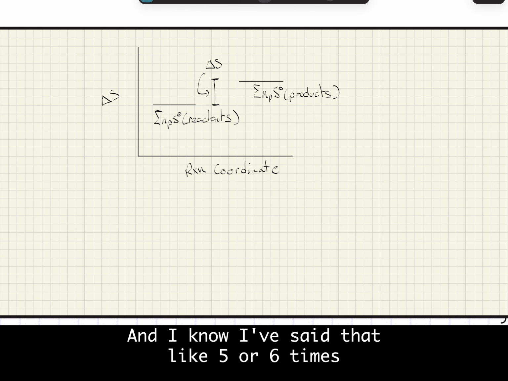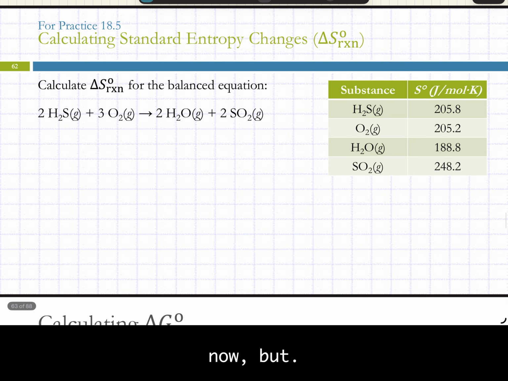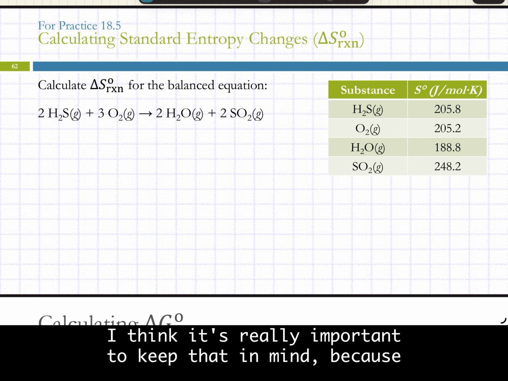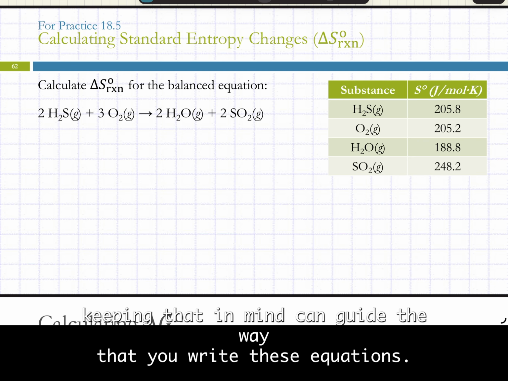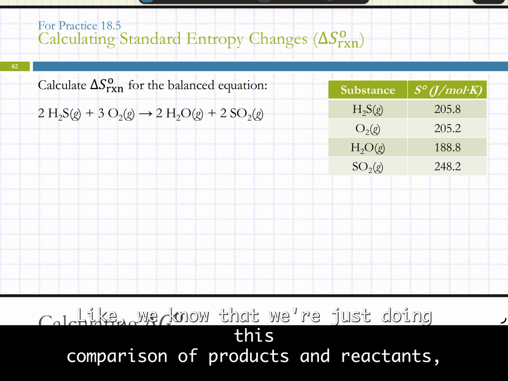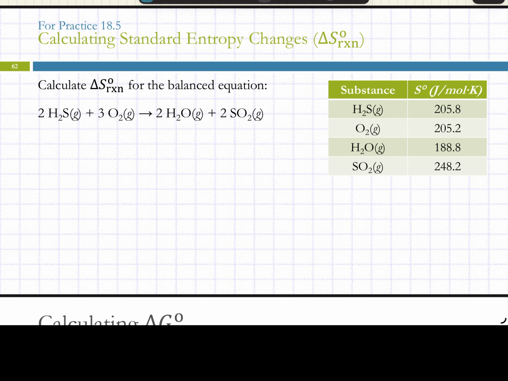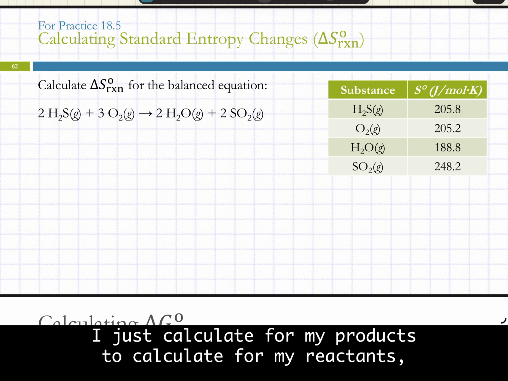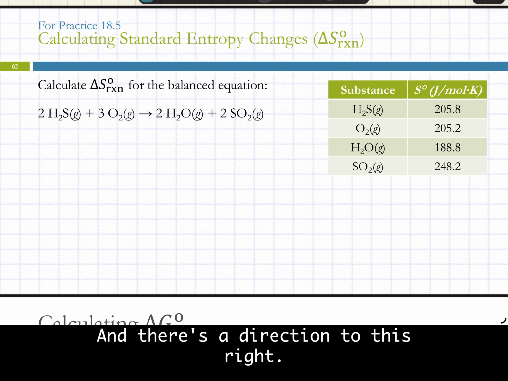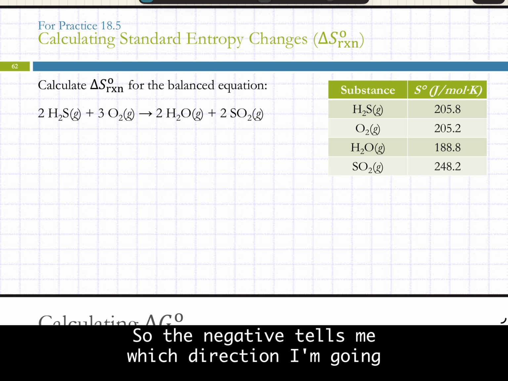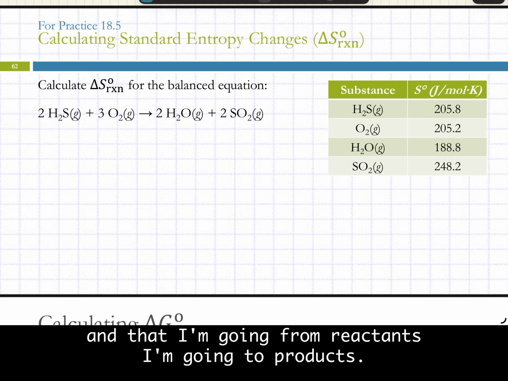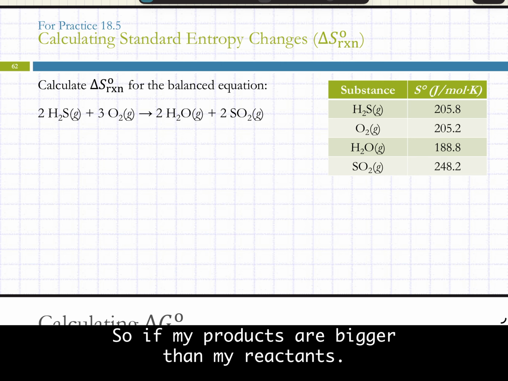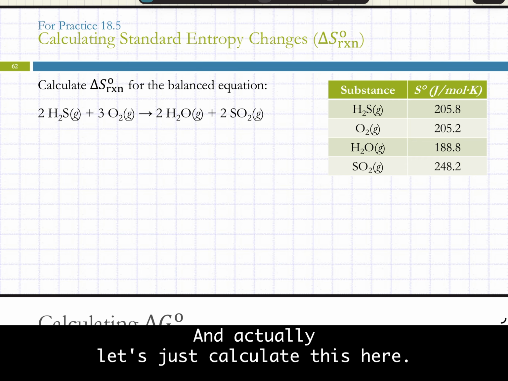And I know I've said that like 5 or 6 times now, but I think it's really important to keep that in mind, because keeping that in mind can guide the way that you write these equations. If we know that we're just doing this comparison of products and reactants, then you don't need to memorize an equation. I just calculate for my products, I calculate for my reactants, and I subtract. And there's a direction to this, right? So the negative tells me which direction I'm going, in that I'm going from reactants to products. So if my products are bigger than my reactants, and actually, let's just calculate this here.